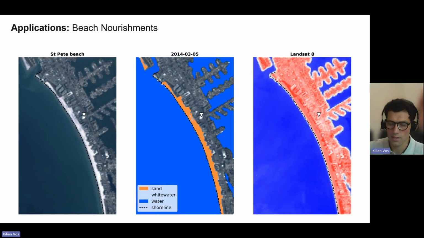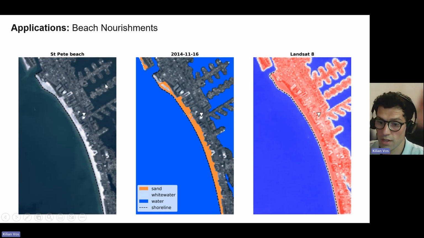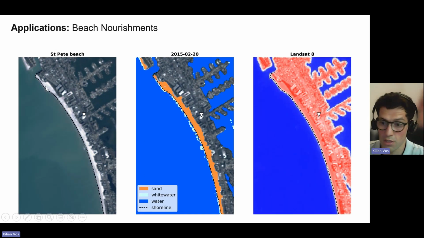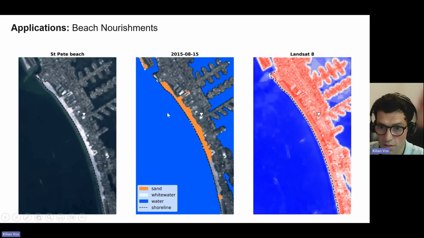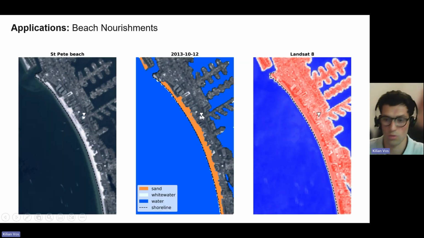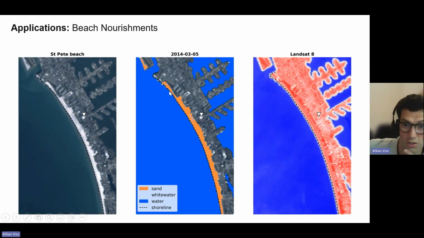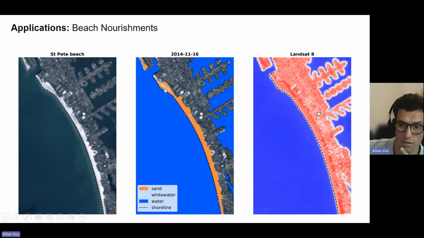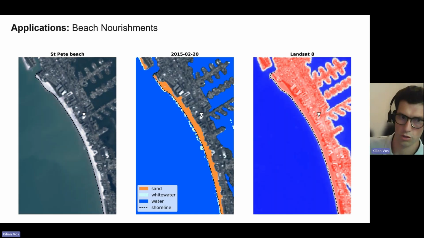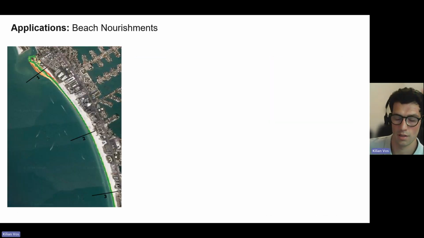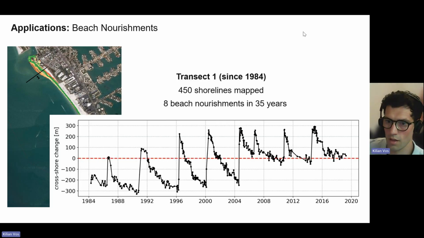Now I'll show some nice applications of these satellite-derived shorelines. For example, here's a beach nourishment in Florida, St. Pete. This is the location of the Coastal Sediments Conference in 2019. That was just in front of it, and there's this big nourishment that occurred. We can use the tool there, map the shorelines, then put a transect through that section, and then look at the time series. You can see here's a 35-year time series, and you can see all the nourishments, the magnitude of the nourishment, the frequency, how long they lasted.